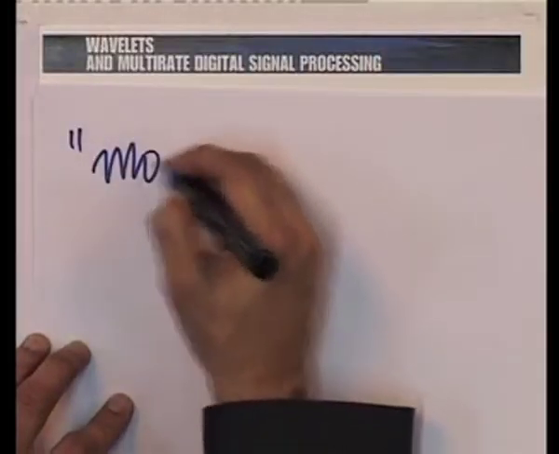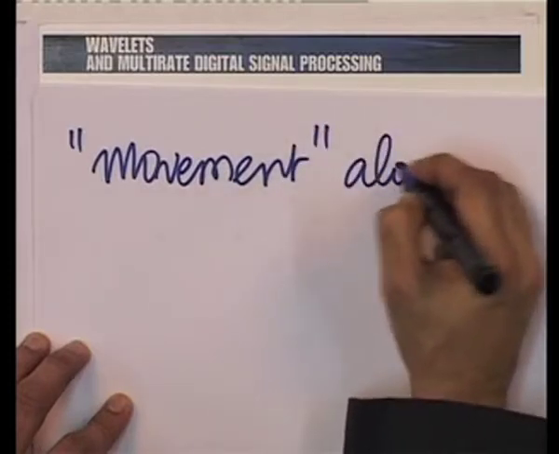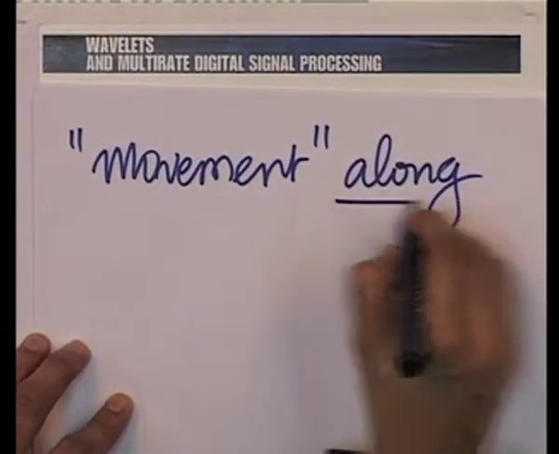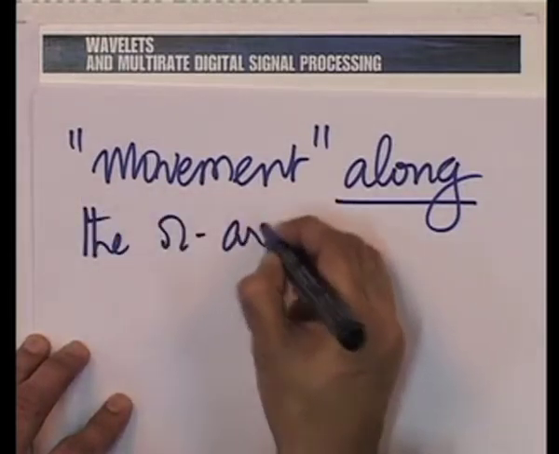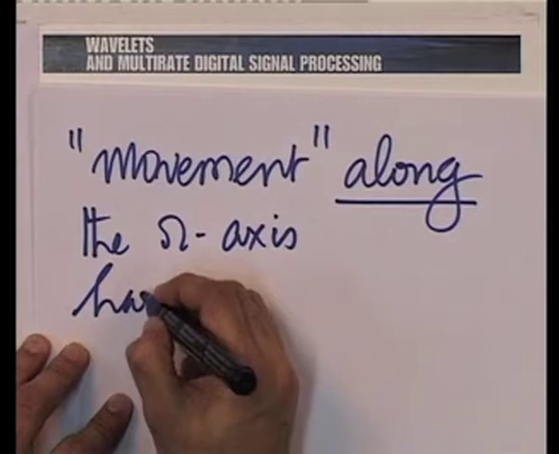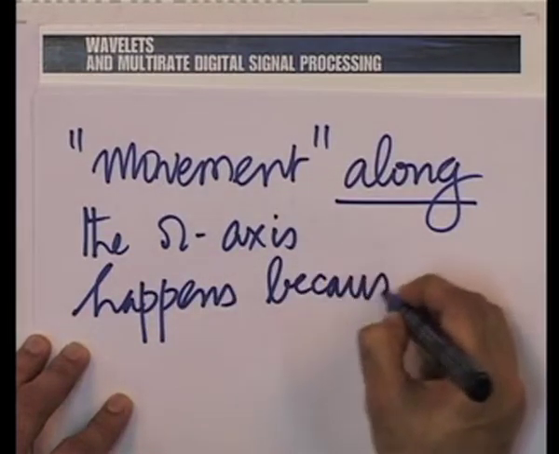So, movement along, so to speak, the frequency axis happens because the center frequency is non-zero.